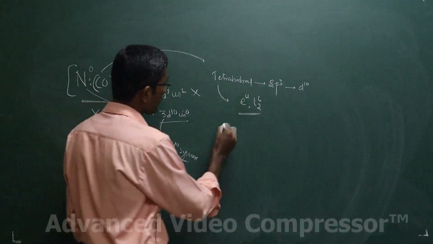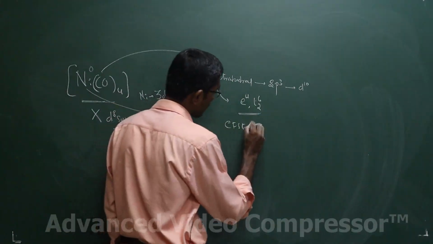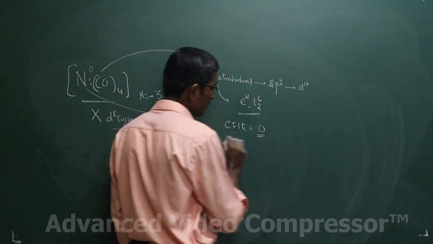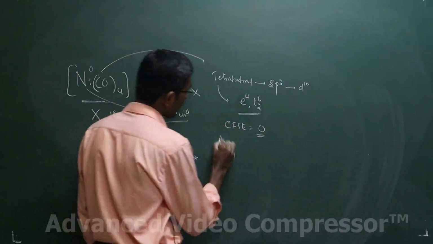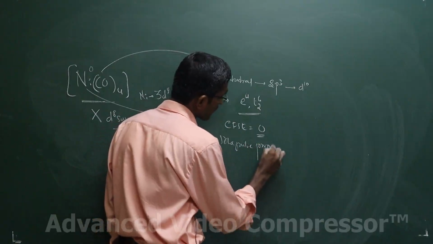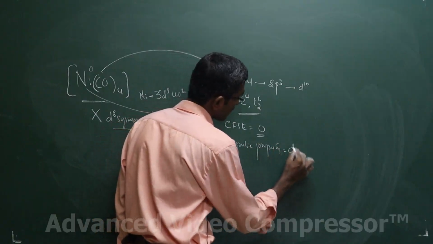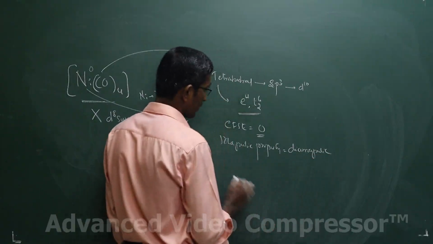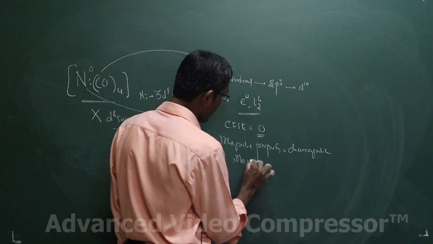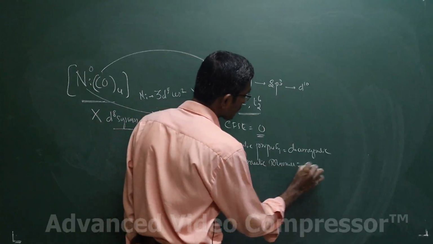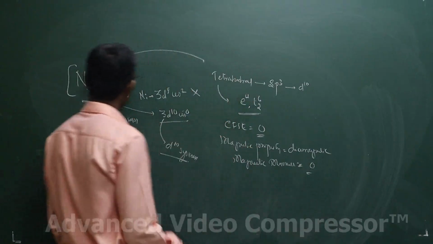e4, t2 6. CFSE will be 0, because this is fully filled and this is also fully filled. So CFSE is 0. Now the magnetic property, very important. The magnetic property is that it is diamagnetic. If they ask for the magnetic moment, it's 0. How about the stability?